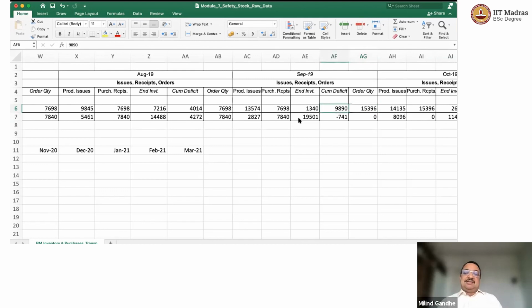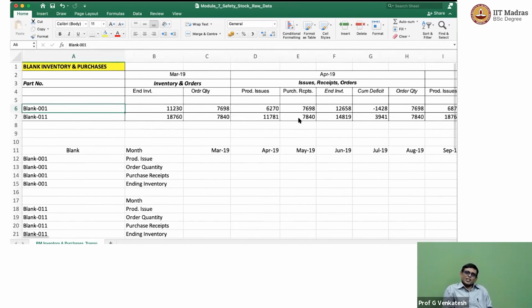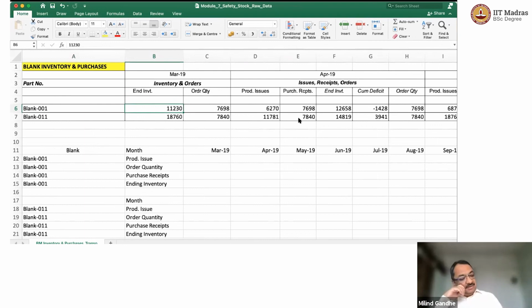Let's do that. I think a graph is better. Yes, a graph will tell us something. Let us try a graph.